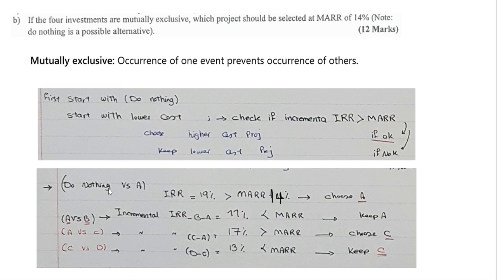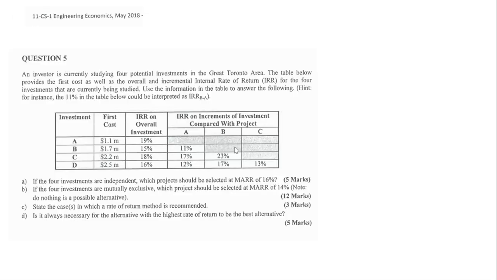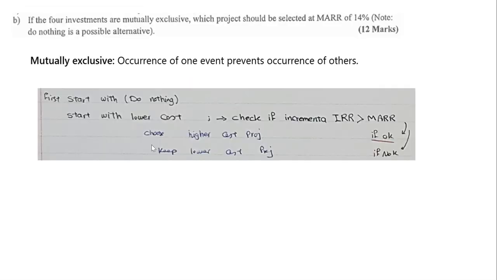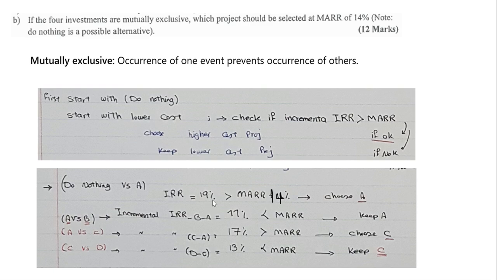So let's do it together. First of all, we are not doing anything, so we compare do nothing, which is 0, with A. The IRR between A and nothing is 19%. Here you can see that the IRR for A is 19%. As 19% is more than the minimum acceptable 14%, we choose A. Now we are going forward with A.